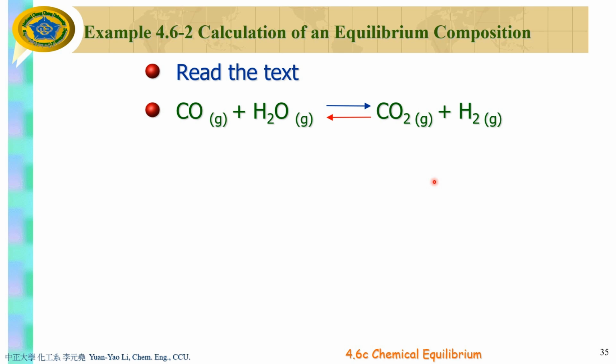Okay, this is the example 4.6-2, calculation of equilibrium composition. Let's go to page 114. Here is the calculation of equilibrium composition. This is the chemical reaction: carbon monoxide CO plus H2O equals CO2 plus H2, hydrogen. Okay, let's start to work on this.